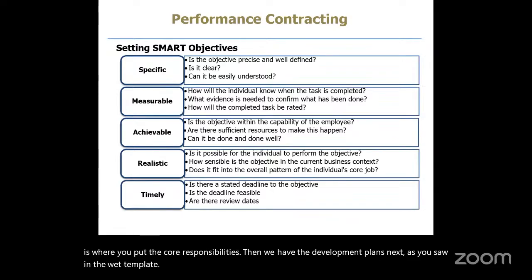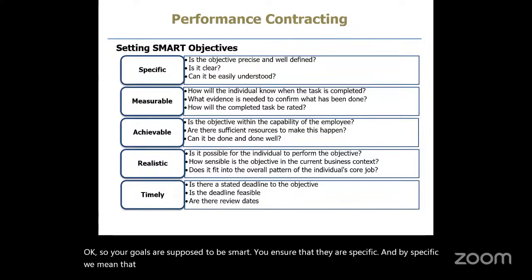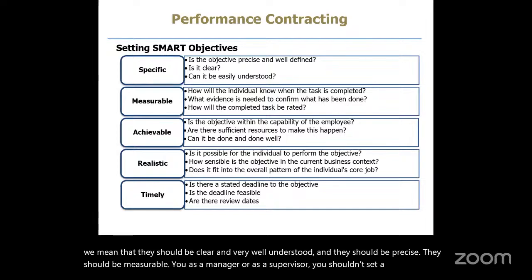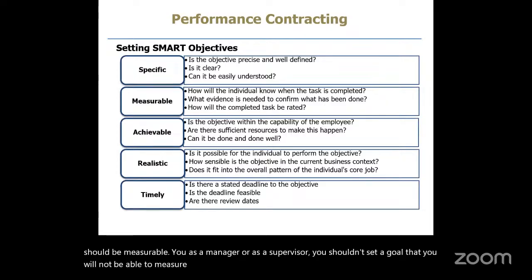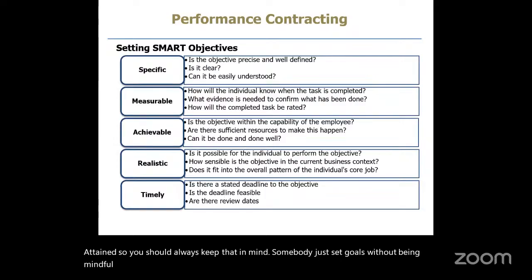Okay, so your goals are supposed to be SMART. You ensure that they are specific, and by specific we mean that they should be clear and very well understood, and they should be precise. They should be measurable. As a manager or as a supervisor, you shouldn't set a goal that you will not be able to measure. Whenever you set a goal, you should always ask yourself, how would we determine if this goal has been attained? So you should always keep that in mind. Some people just set goals without being mindful of how the attainment of the goals will be determined.